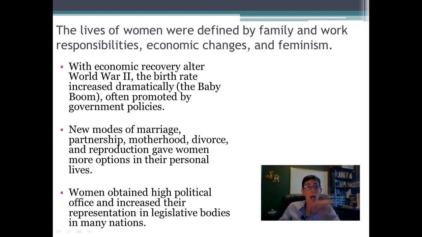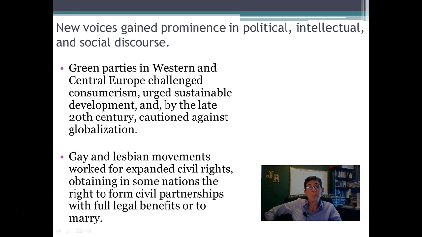Women were able to obtain high political office, increase the representation in legislative bodies in many nations. We even have female heads of state, not in the United States, but let's not go there. New voices also gained prominence in political, intellectual, and social discourse. So green parties in Western and Central Europe challenged consumerism. They urged sustainable development, and by the late 20th century, they also cautioned against globalization. Gay and lesbian movements worked for expanded civil rights, obtaining in some nations the right to form civil partnerships, and in others full legal benefits and the right to marry.